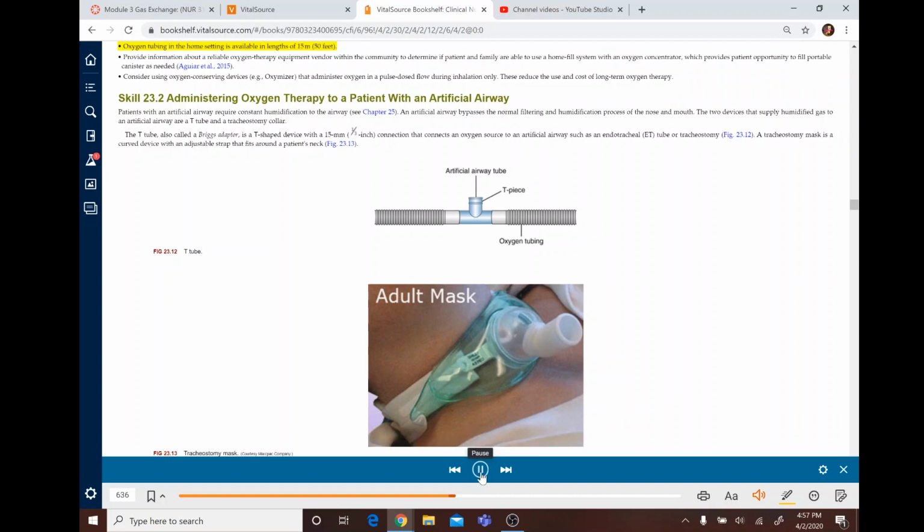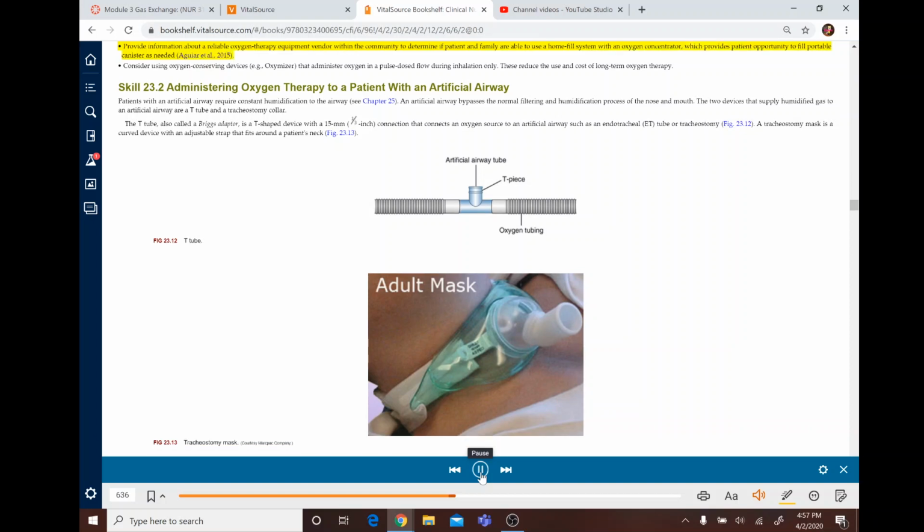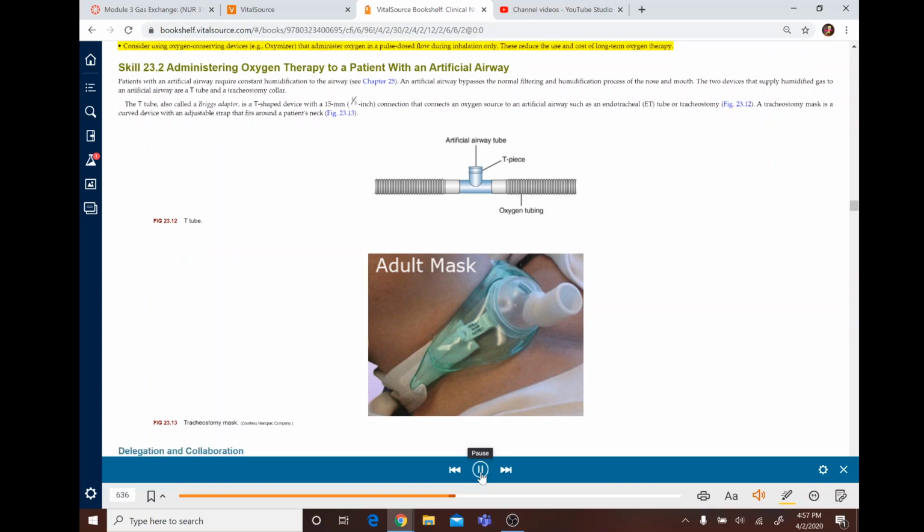Oxygen tubing in the home setting is available in lengths of 15 m (50 feet). Provide information about a reliable oxygen therapy equipment vendor within the community to determine if the patient and family are able to use a home fill system with an oxygen concentrator, which provides the patient the opportunity to fill a portable canister as needed. Consider using oxygen-conserving devices, for example oximetry, that administer oxygen in a pulse-dosed flow during inhalation only (Aguiar et al., 2015). These reduce the use and cost of long-term oxygen therapy.